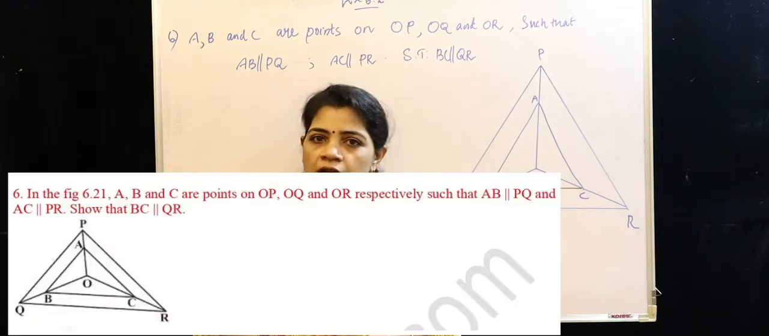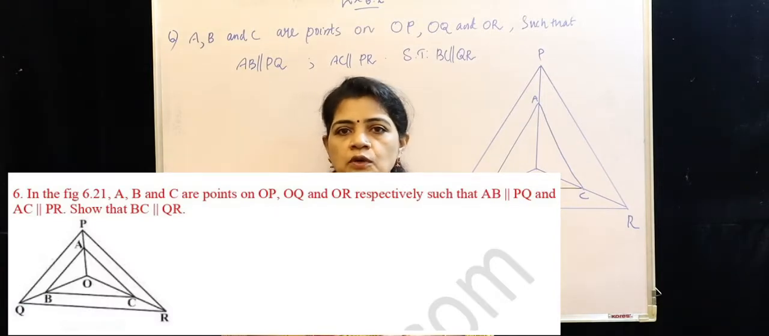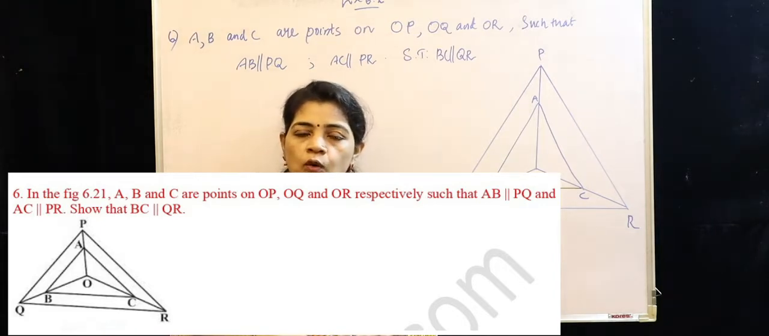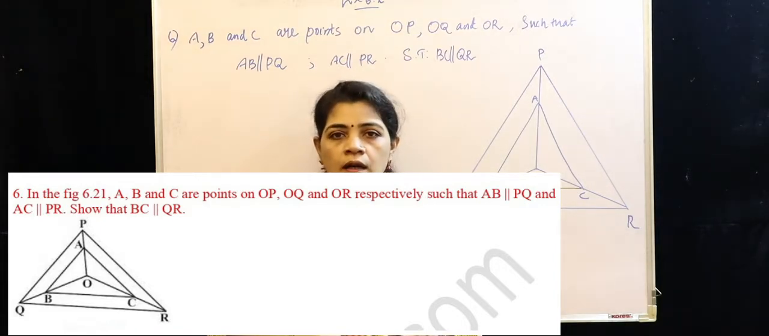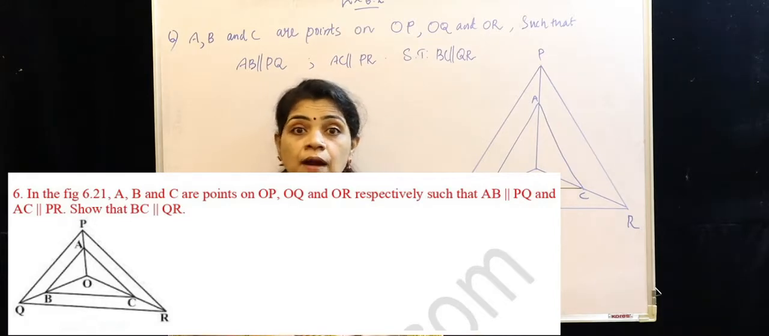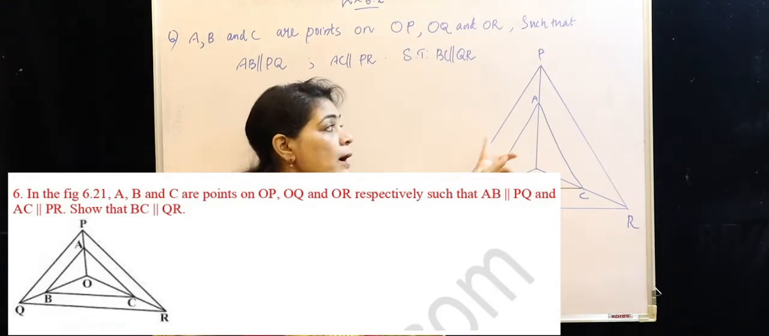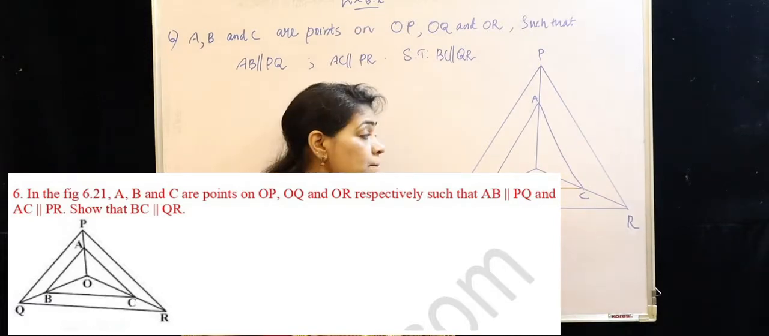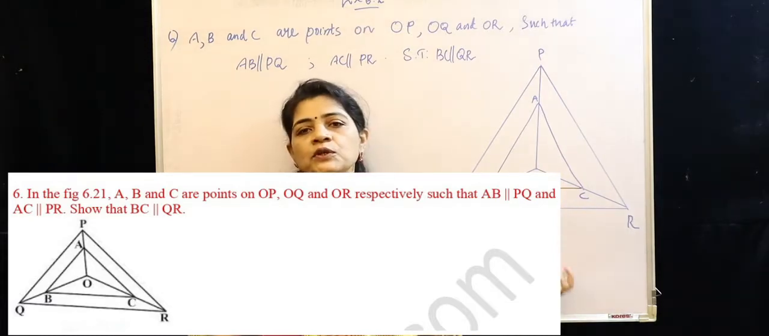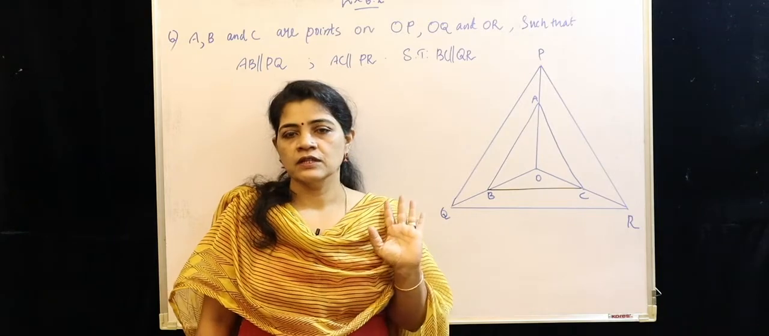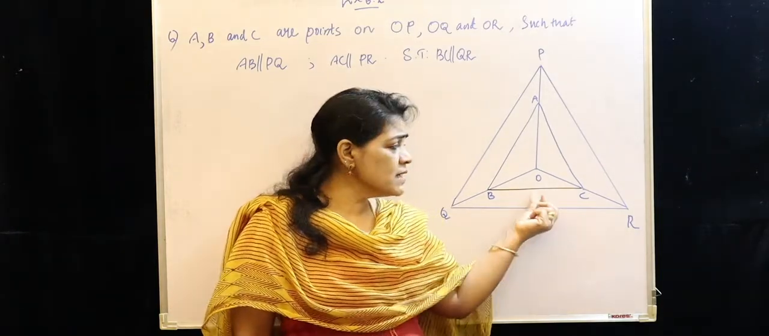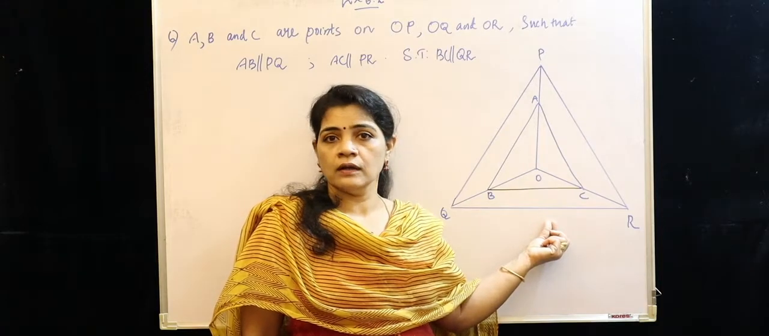In this video we are continuing exercise 6.2, question number 6. Here A, B and C are points on OP, OQ and OR such that AB parallel to PQ, AC parallel to PR. We have to show that BC parallel to QR. Question is clear, children? Okay, then see children, how can we show that this BC parallel to QR?